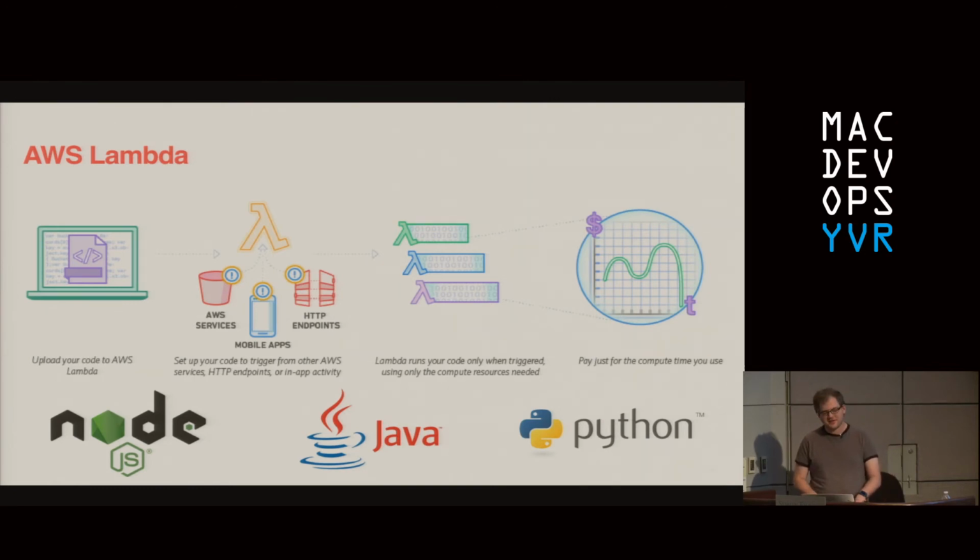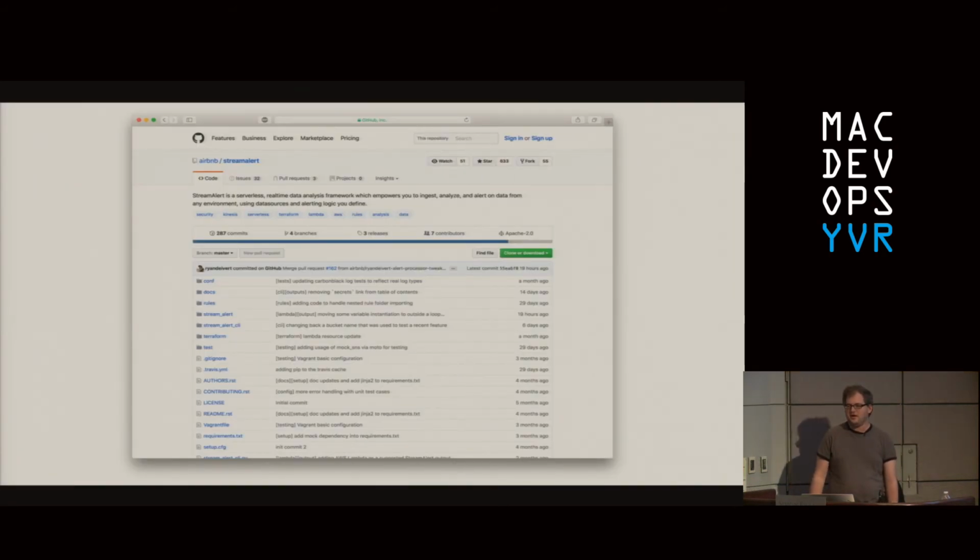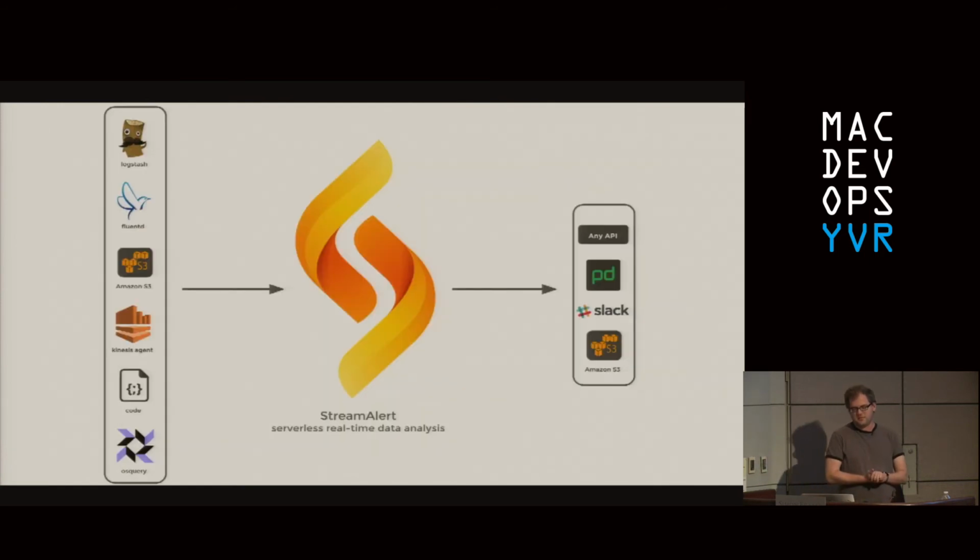And so that leads us to quick talk number 3. And that's Streamalert. Streamalert is an open source project that has been developed by Airbnb's security team to run in Lambda and parse data that's coming in. So basically, having rules that can parse data that is fed into it and then act upon it if something matches. So it's all up on GitHub, and this is a little bit about how it works.